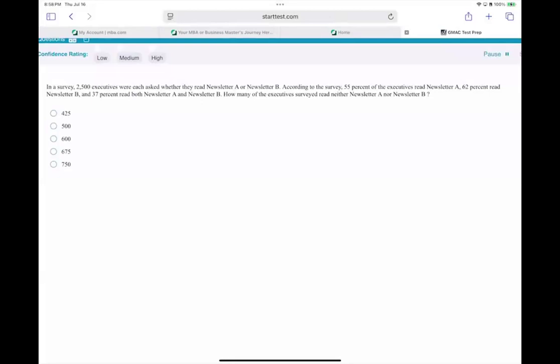Who studied these sets in your e-learning knows the formula. A union with B is A plus B, but I'm counting twice if I do this, minus A intersection B. If I have outside, all is A union with B plus neither. So all is A plus B minus A intersection B plus neither.